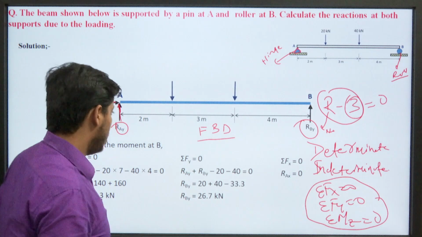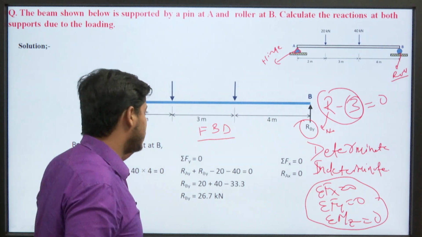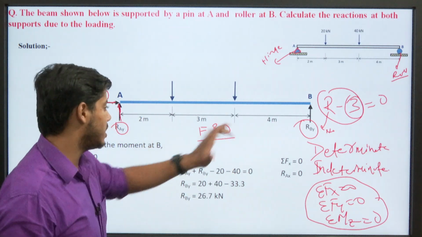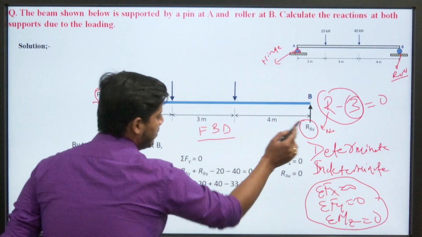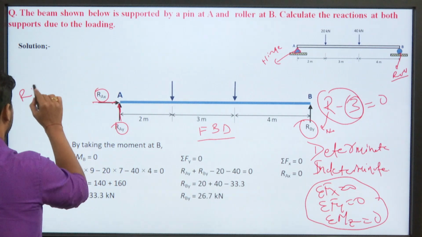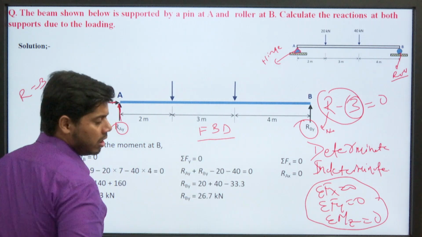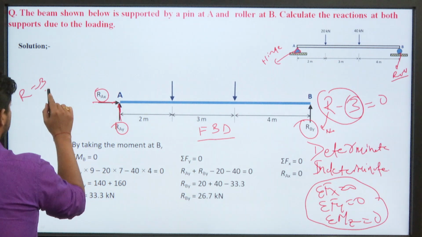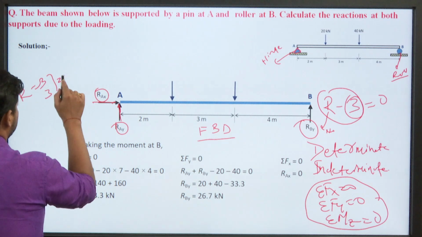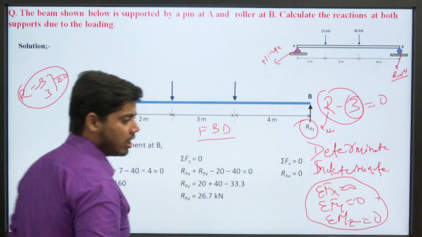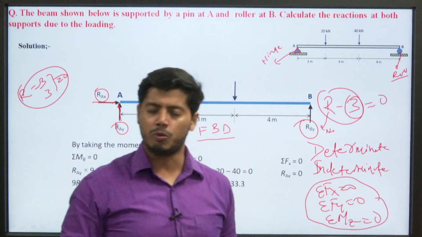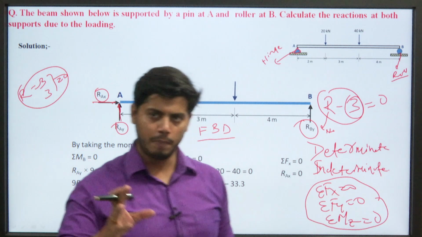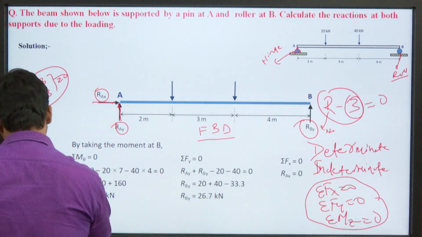So how can we justify this structure as a determinate structure? Let us see. The unknown reactions are RAX, RAY and RBY, so the number of unknown reactions R equals 3. For a 2D structure, the number of equilibrium equations is 3, and 3 minus 3 equals 0. It means this structure is a determinate structure. We can calculate these reaction forces using simple equilibrium equations. So, let us proceed further.